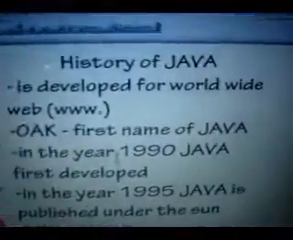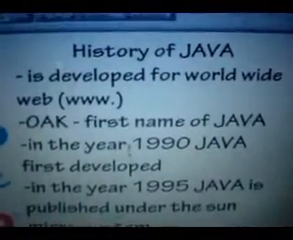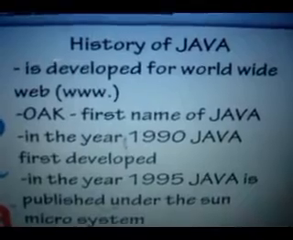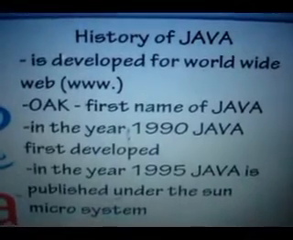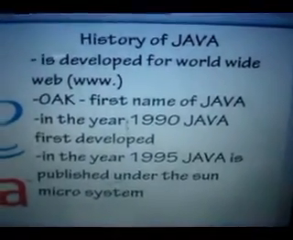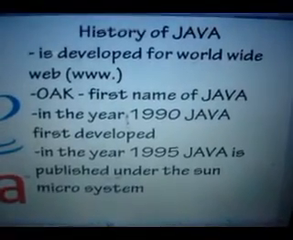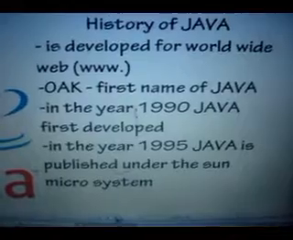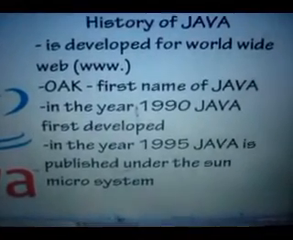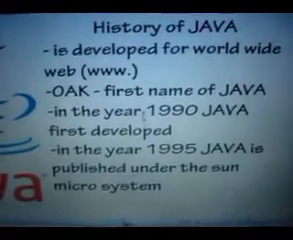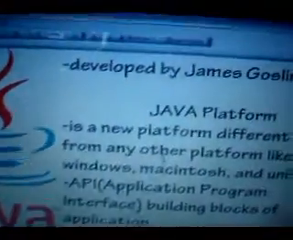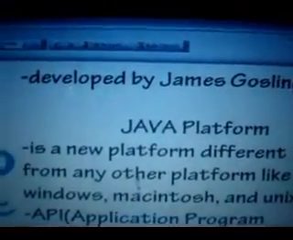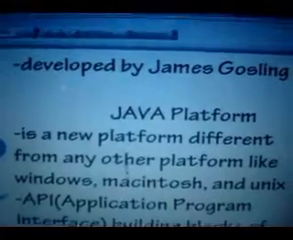Moreover, let's talk about the history of Java. Java was developed for the World Wide Web, www.org. It is the first name of Java. In the year 1990, Java was first developed. In the year 1995, Java was published under Sun Microsystems. Then, Java was developed by James Gosling.